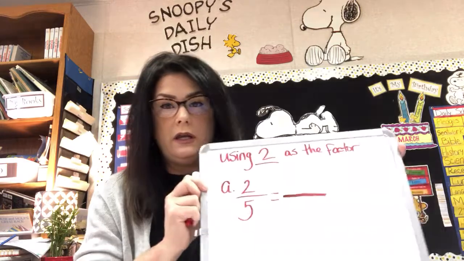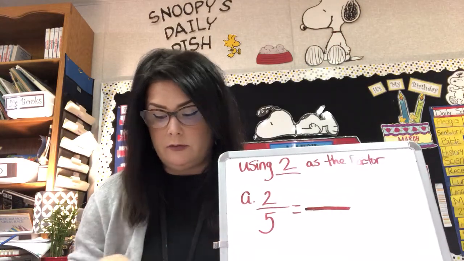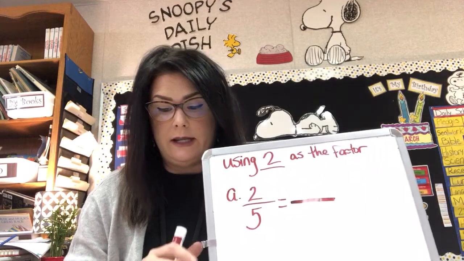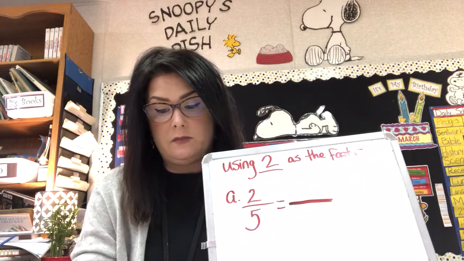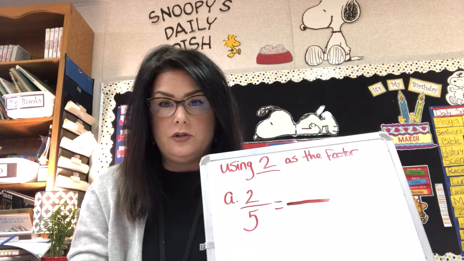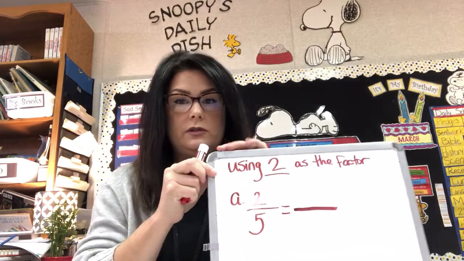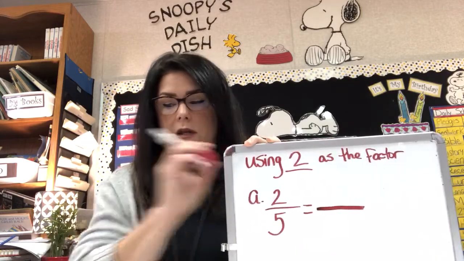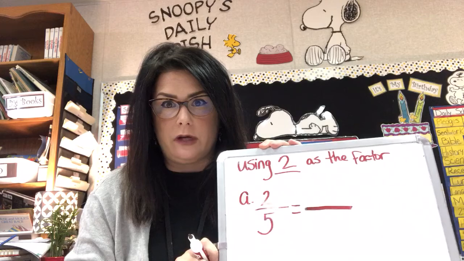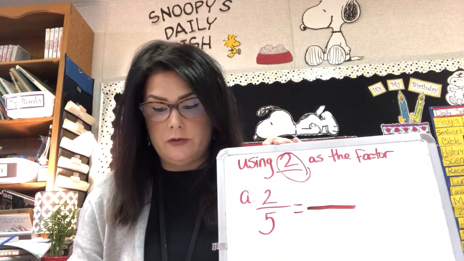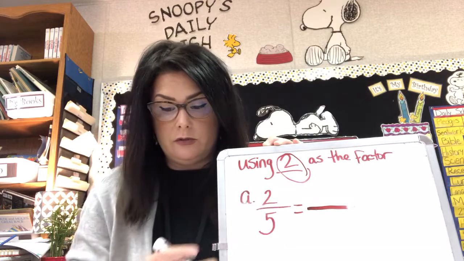First, I want you to figure out how to make it equivalent. And this is the same problem that you have on the top of page 202. The directions at the top say make equivalent fractions, use 2 as the factor. That 2 is going to be an important number. Anytime it's wanting you to make an equivalent fraction, it's going to tell you what it wants you to use. So in this case, we're using 2.